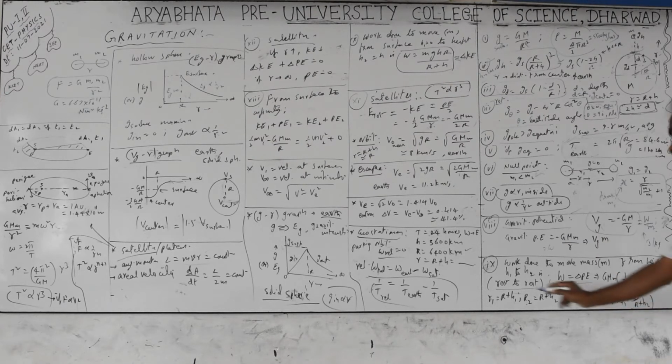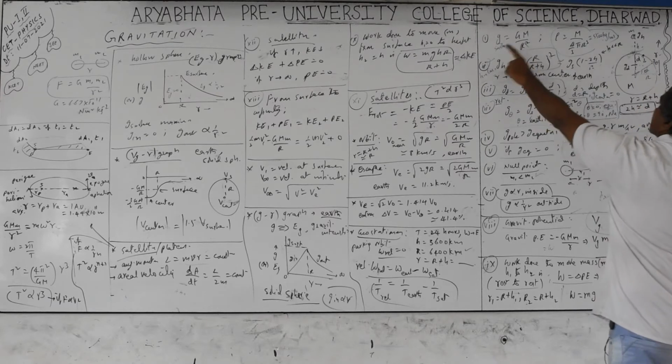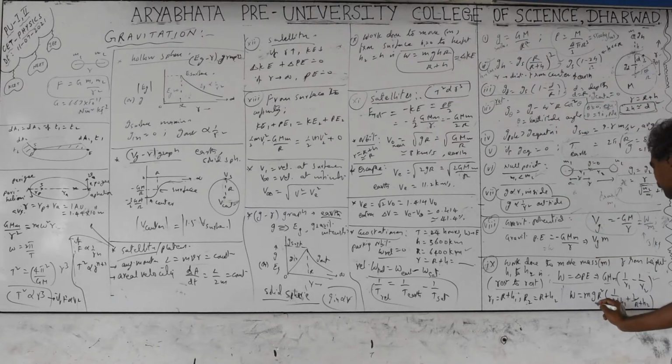R1 is equal to R plus H1, and R2 is equal to R plus H2, where H1 and H2 are the smaller distances from the surface. So work done is nothing but equal to mg. If you take it in terms of small g, wherever this GM is there, your equation is GM equal to small g into R square. Small g is g on the surface.